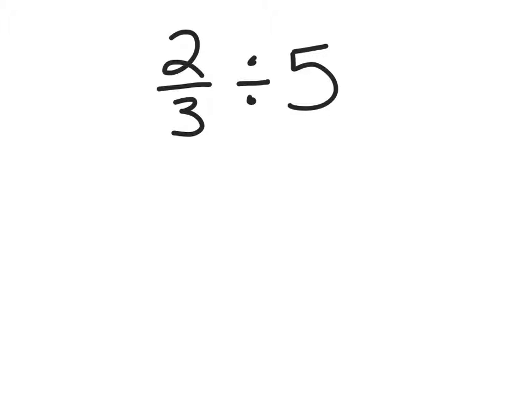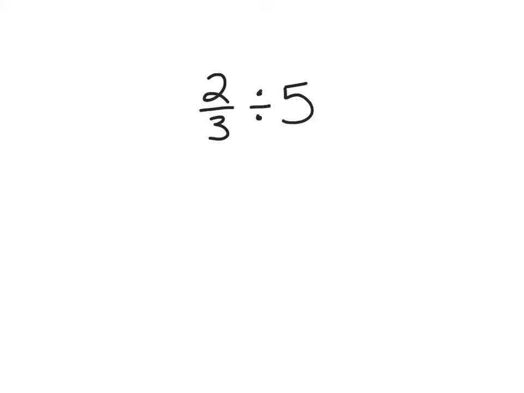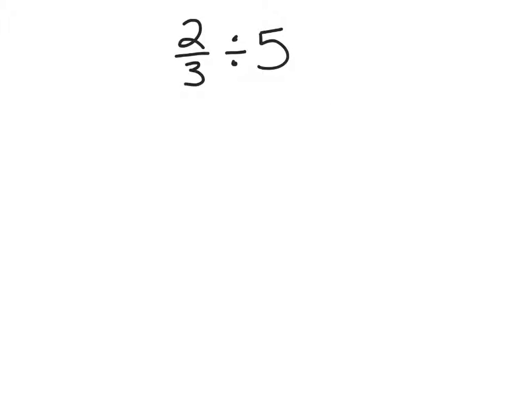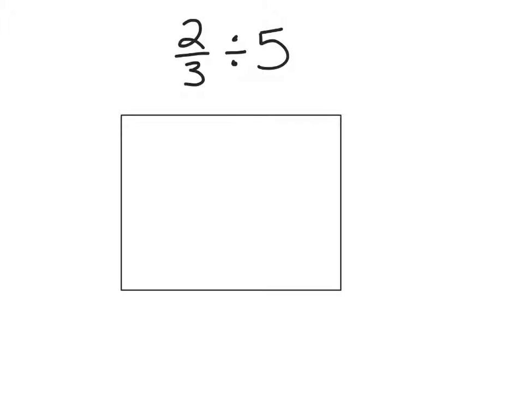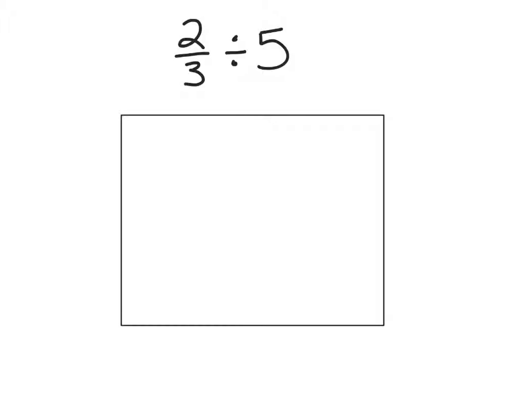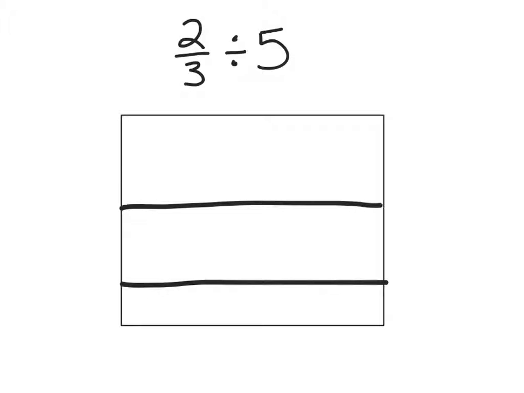Alrighty, and here we go, my friends. 2/3 divided by 5. So the first thing I want to do is make my mathematical model, and I'm going to create 2/3 first. In order to make 3 parts, I will draw 2 lines. So 1 and 2, and that gives me 3 parts. I get 2 out of those 3, so I'm going to color in 2 of them.